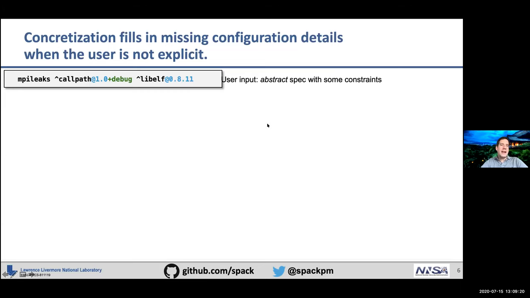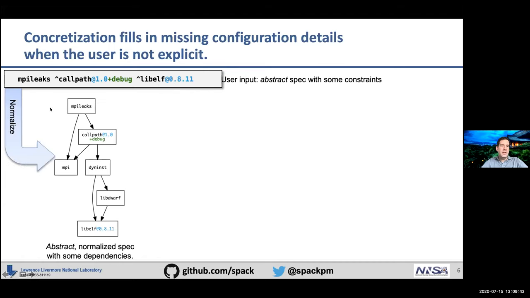Sort of the core of Spack, and something that I'll talk about later, is called the concretizer. This is how we do dependency resolution. It's how we go from this syntax here, MPILeaks depends on CallPath at version 1.0 with the debug option, and depends on libelf at 0.8.11, to a concrete installation. And so the user gives you this, and they say spack install mpileaks, and so on. And what we do is we turn that into an abstract graph.